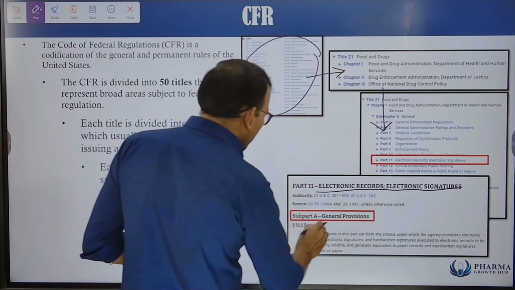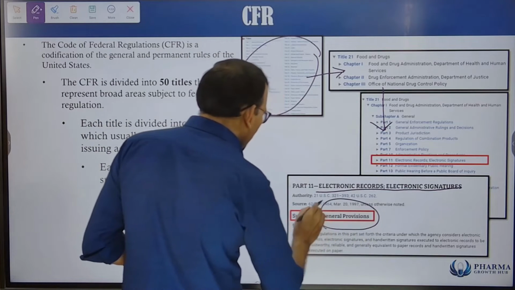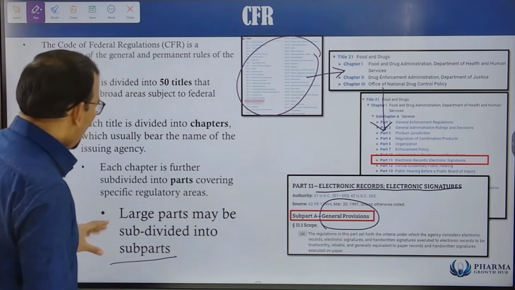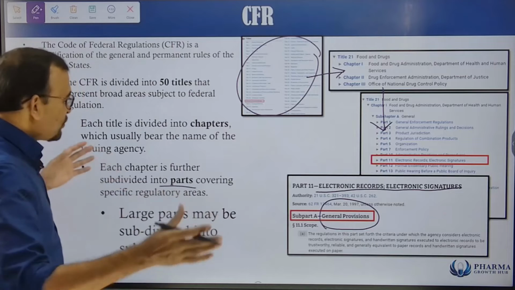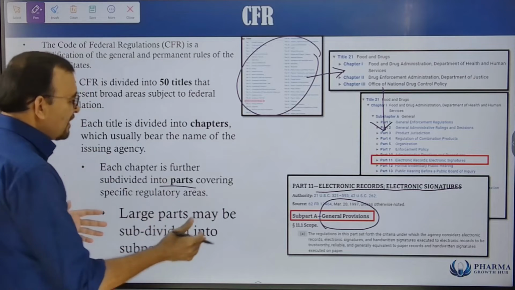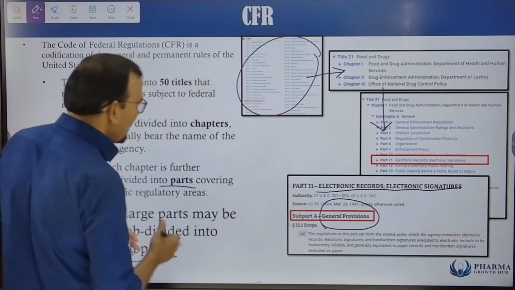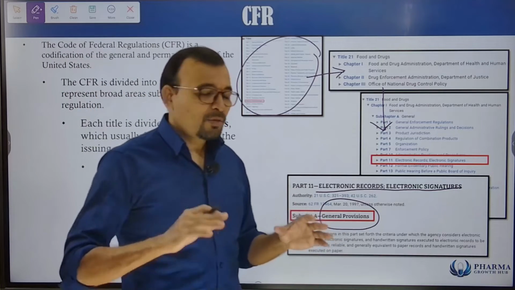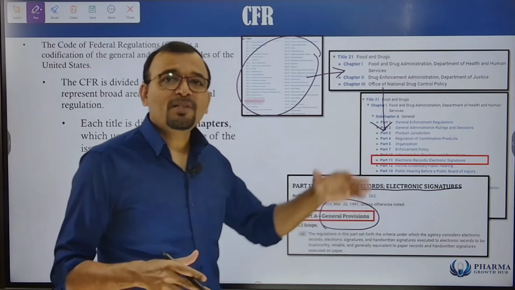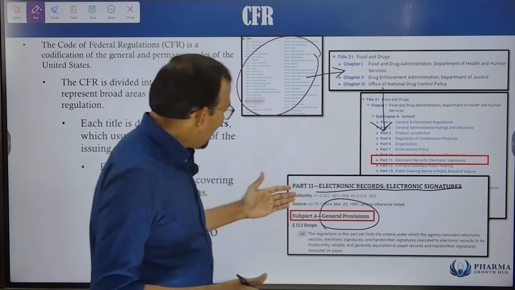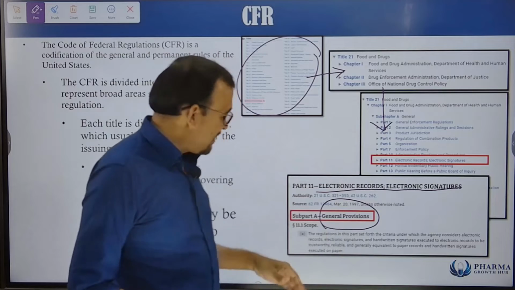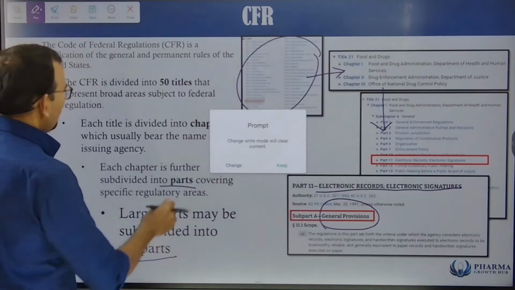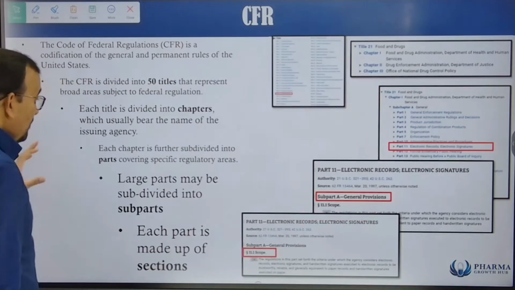So subpart A talks about general provisions as far as electronic records and electronic signatures are concerned. So after the parts, if the part is too big, it can have subparts within that particular part. So part 11 will have subparts within it. Part 11 itself is a part of the chapter, isn't it? But that part can have subparts within it, like subpart A in this particular example. So we are up to the subpart now.